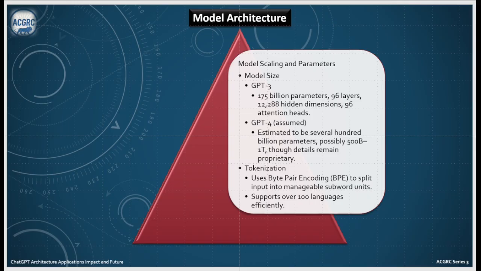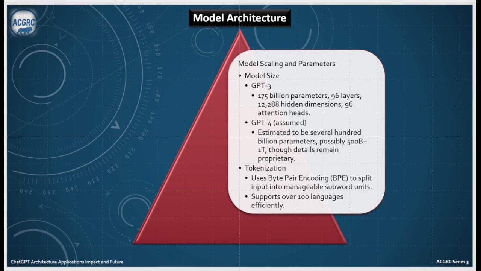Let's look at what this 96 layers means. In a transformer model, which ChatGPT is based on, the network is made up of multiple stacked layers. Each layer consists of a multi-head attention mechanism, which is basically to understand relationships between words. The next is a feed-forward neural network. This is to process and transform the information. So each layer has these two sublayers.